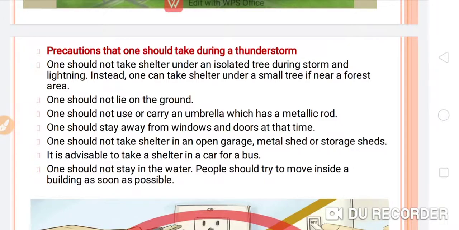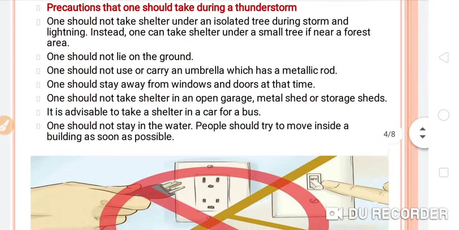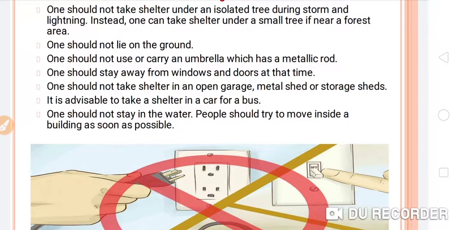Okay, now one should not lie on the ground. Third, one should not use or carry an umbrella because it increases the surface area, and it is quite easy for the lightning to strike an umbrella which has a metallic rod. Due to the metallic rod, it will directly pass the current when the lightning hits the umbrella. One should also stay away from windows and doors at that time.